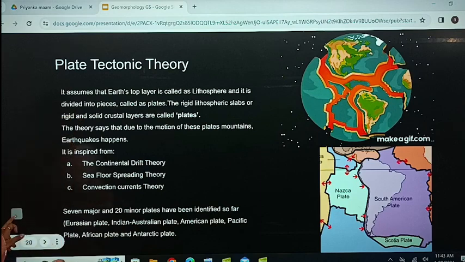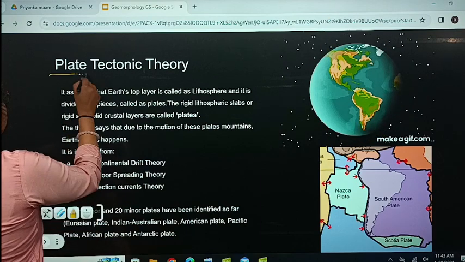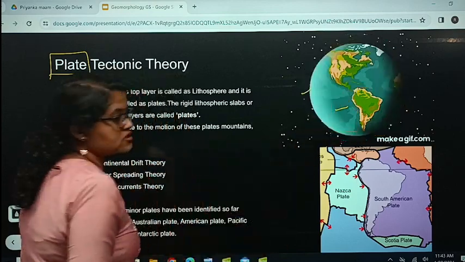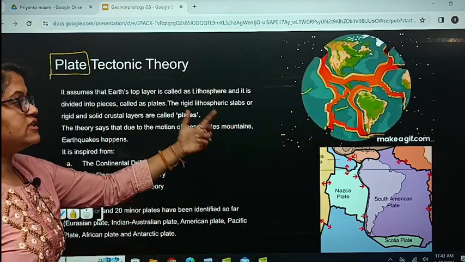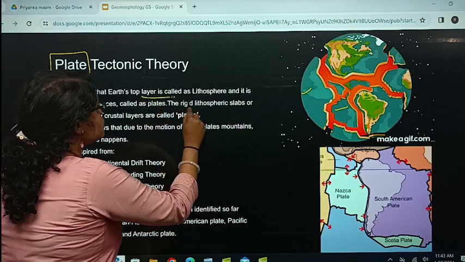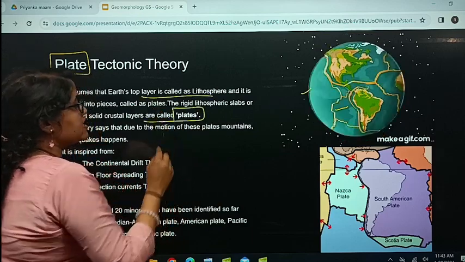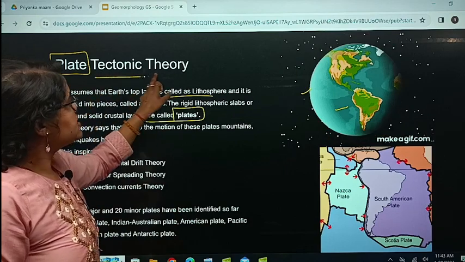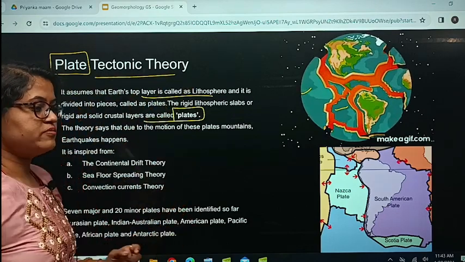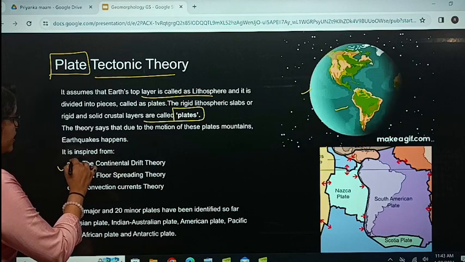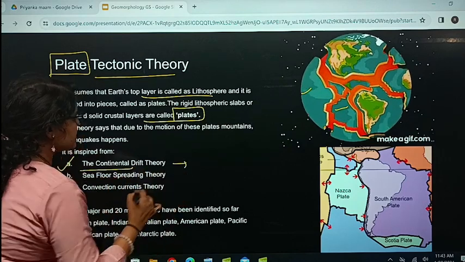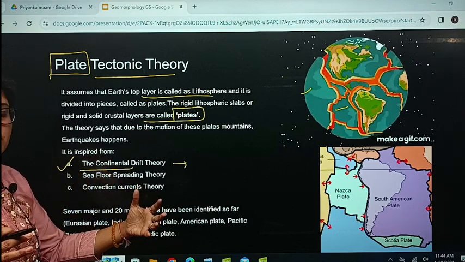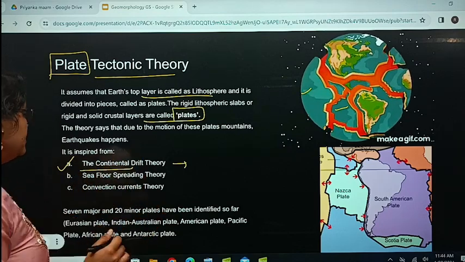In plate tectonics, what is a plate first of all? Here we describe the rigid lithospheric slabs, or the crust of the earth, as plates. Scientifically, we can understand their interaction. This theory has taken inspiration from other theories. The first one is continental drift, which tells us that continents move away from each other and led to the formation of different things.